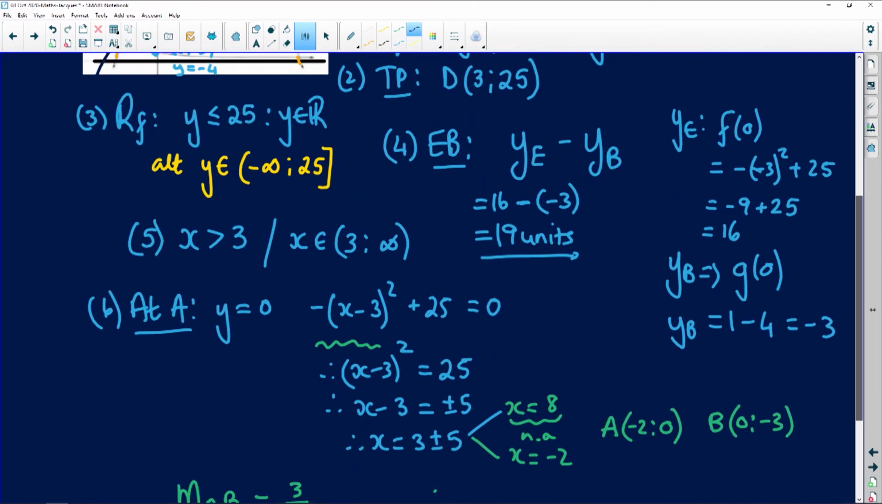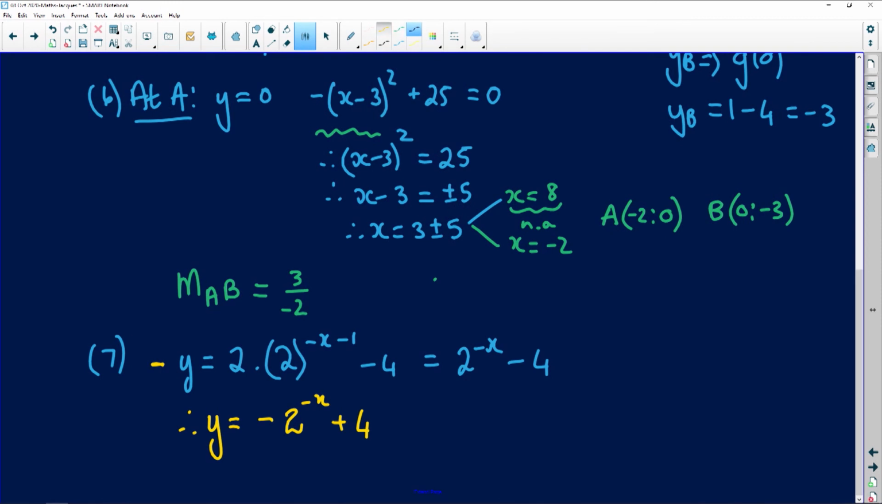So we can say here that our range for this new function will be all the y values that are smaller than 4, and y is still a real number. So all the y values that lie below 4 go into that range. Okay, 6.8.